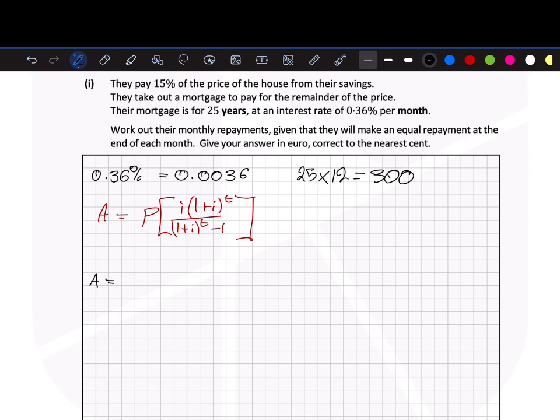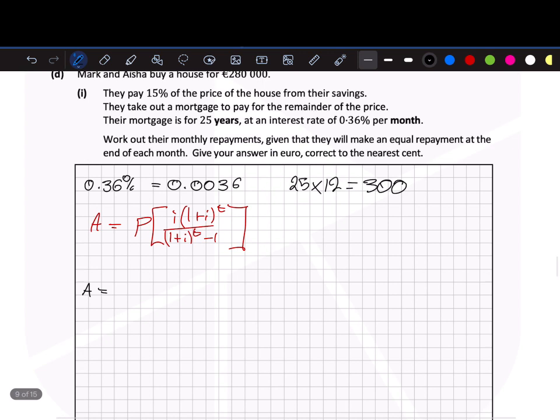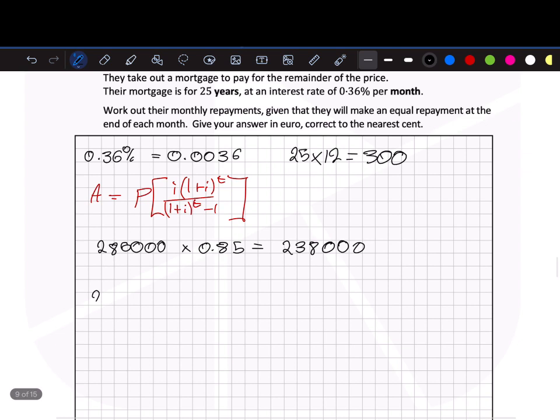First of all, we also need to figure out what the actual price of the house is. If we forget that for a second, we know that they pay 15% straight away. So it's 280,000 multiplied by 0.85, which gives you 238,000. So that's the amount of money they're going to be paying back.